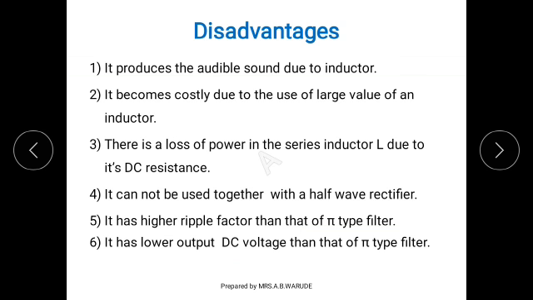Then what are the disadvantages of choke filter? It produces the audible sound due to the inductor at the output. It becomes costly due to the use of large value of an inductor. There is a loss of power in series inductor L due to its DC resistance. It cannot be used together with a half wave rectifier. It has higher ripple factor than that of pi type filter, and it has lower output DC voltage than that of pi type filter.